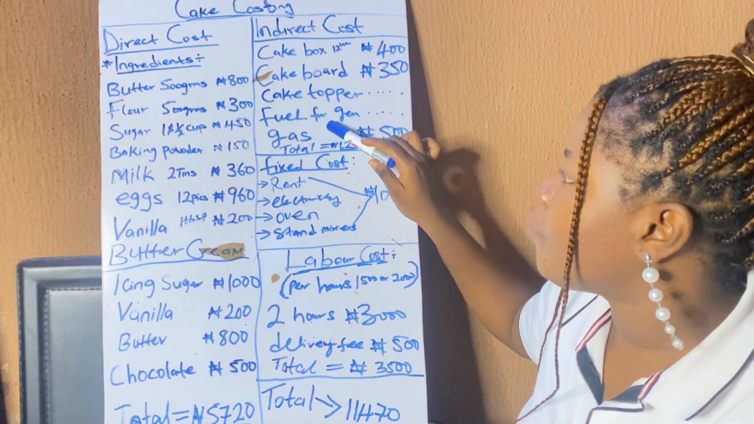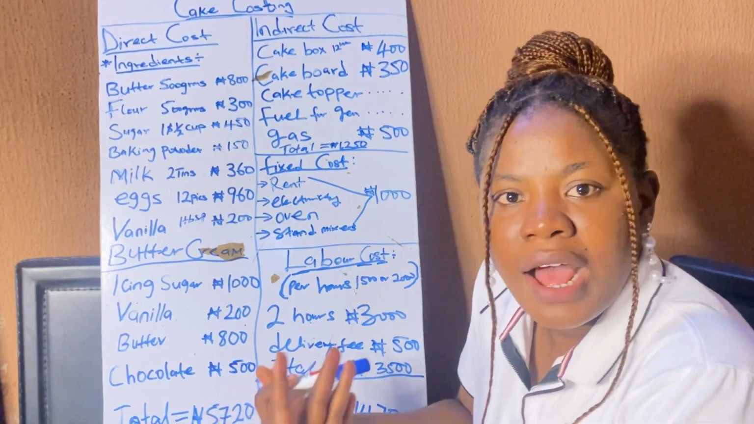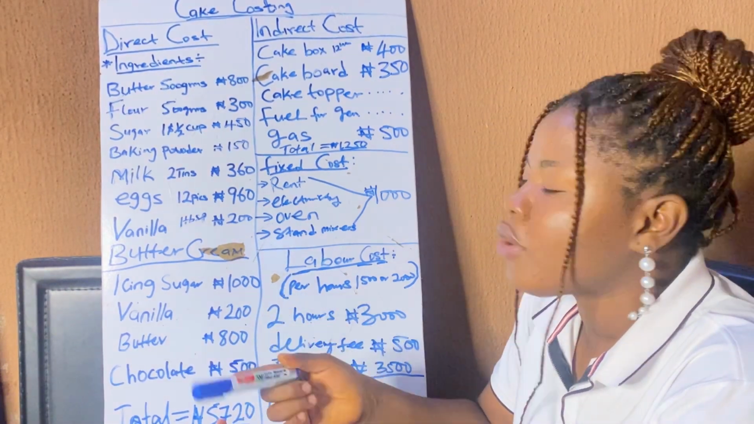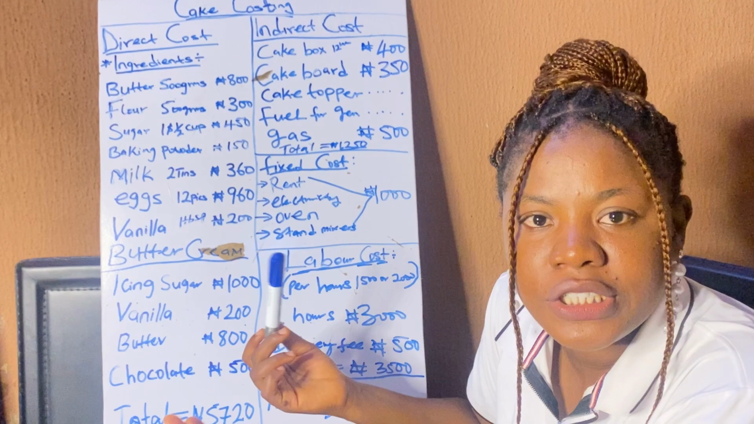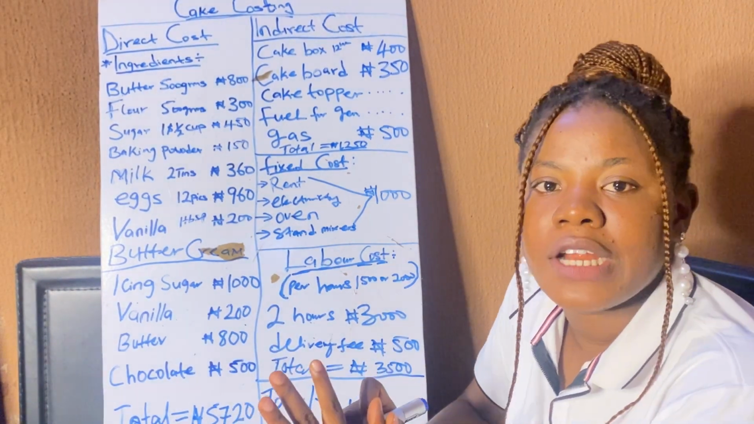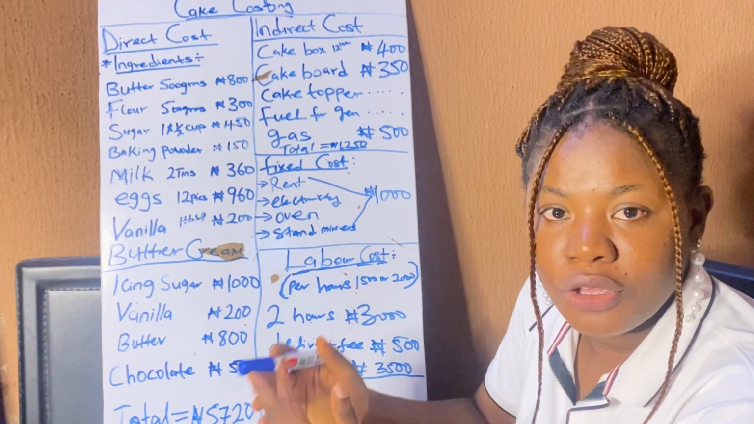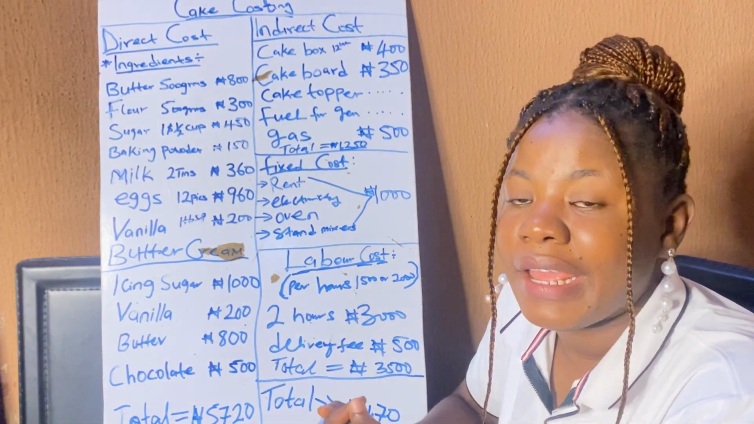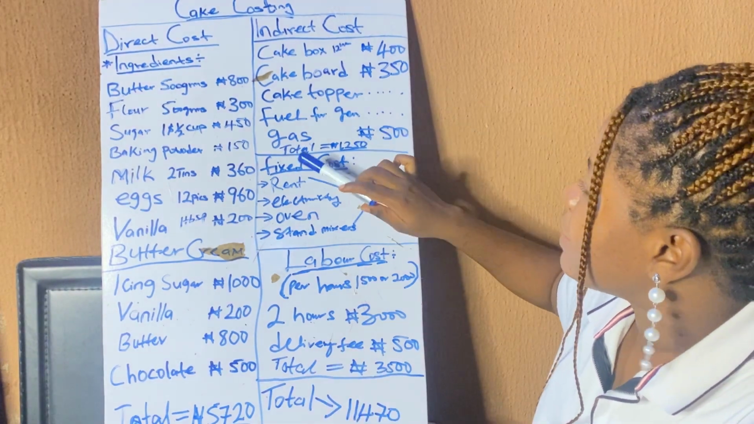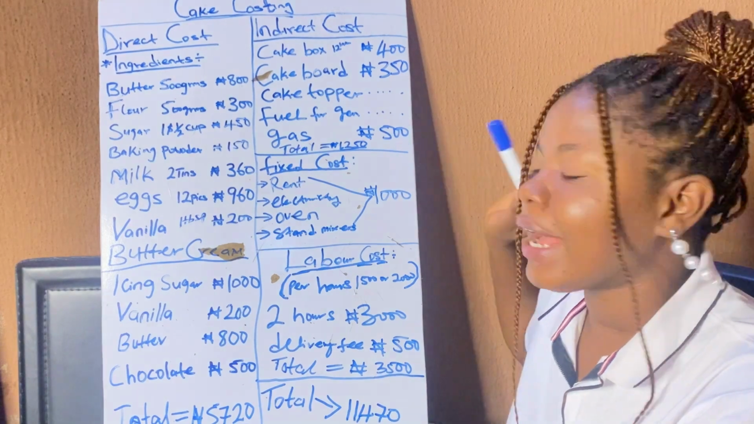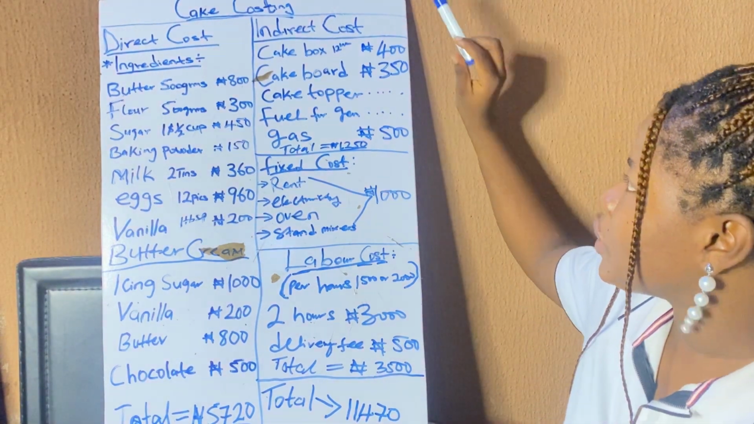If you don't have light in your shop, you need to use your mixer for this cake. You can also add your fuel for fueling your generator and other things. But for me, I didn't use a generator. I didn't use light. If you're watching my video, you will notice I prefer creaming my butter with my hands. So what else? I added gas. For my gas, I added 500 naira. That's for my indirect cost.